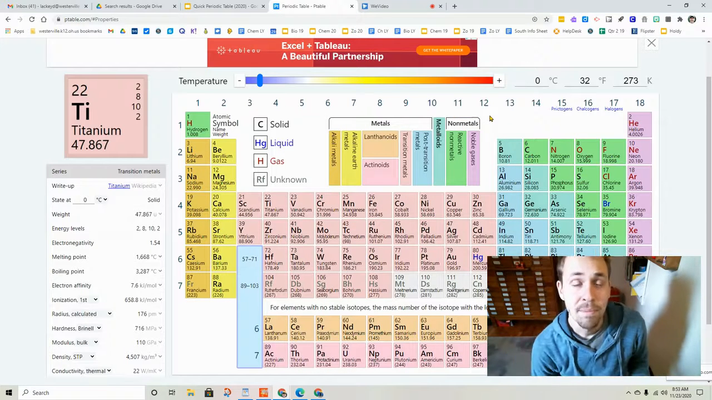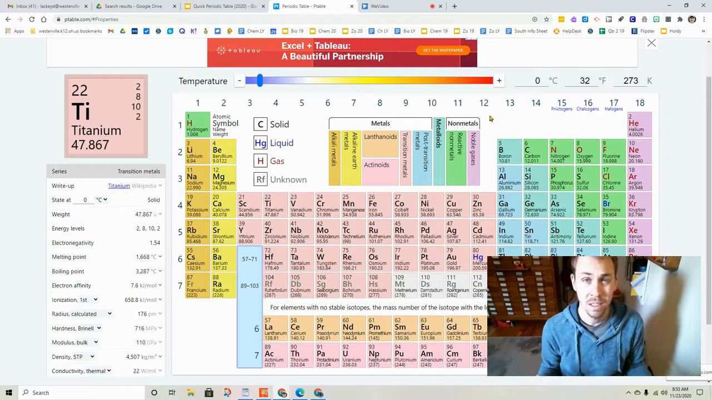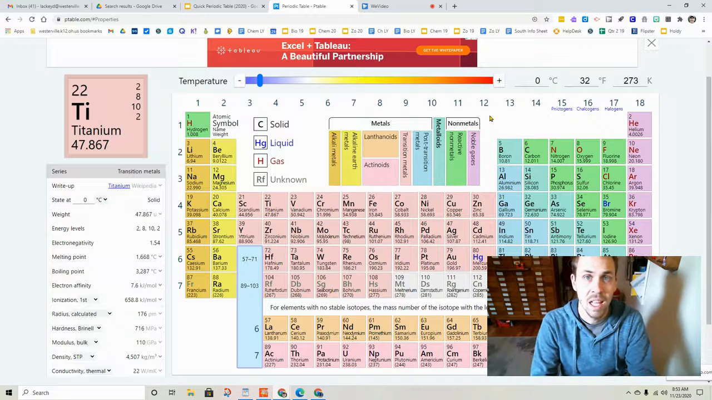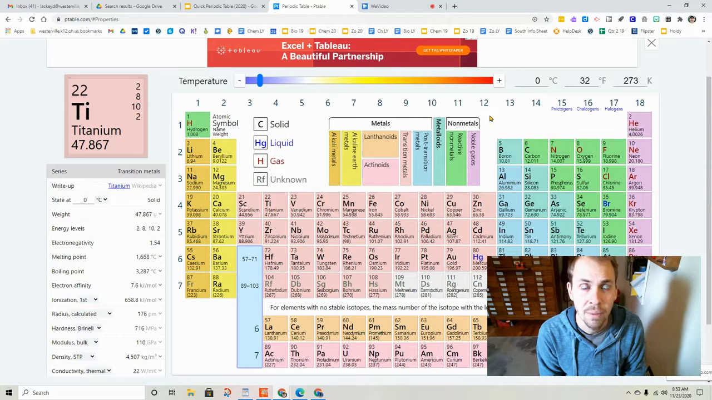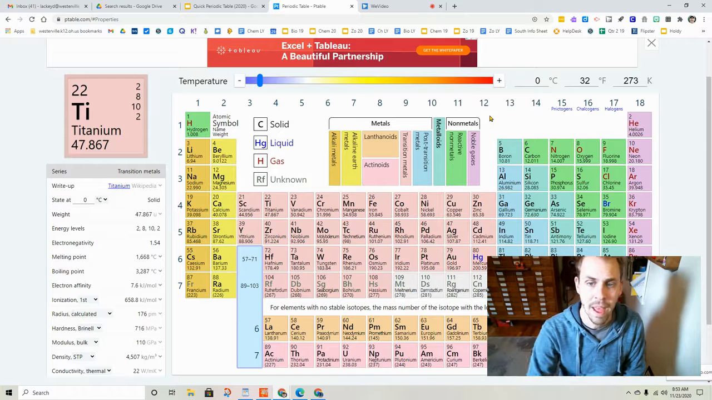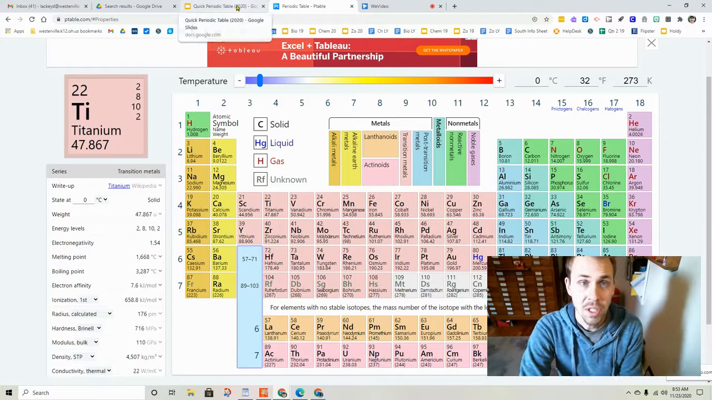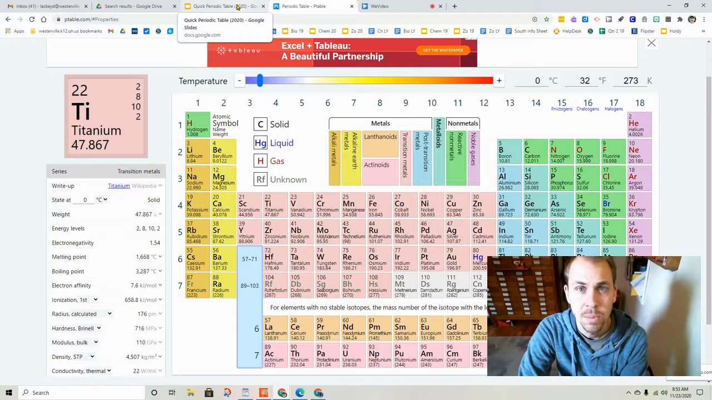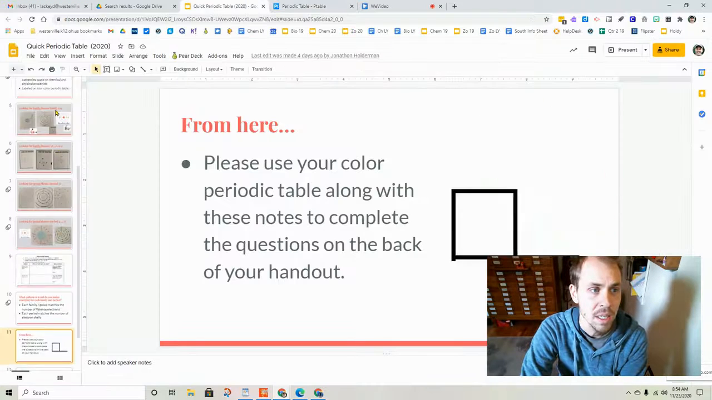Because I wasn't able to give many of you a copy of the periodic table before you went home for distance learning, a lot of the problems you need to do throughout the rest of this unit, you're going to use ptable.com to help you out with that. So let's go ahead and talk through some of the basic terms you need as we talk about the periodic table. I'm going to flip over to some notes here.